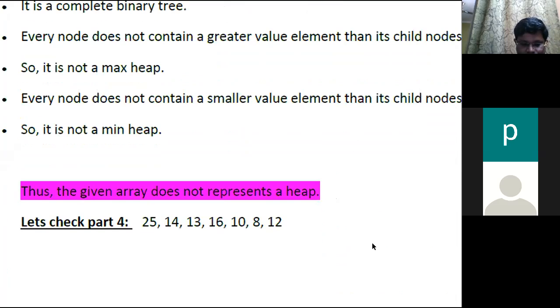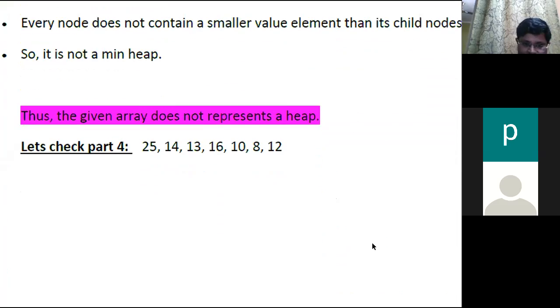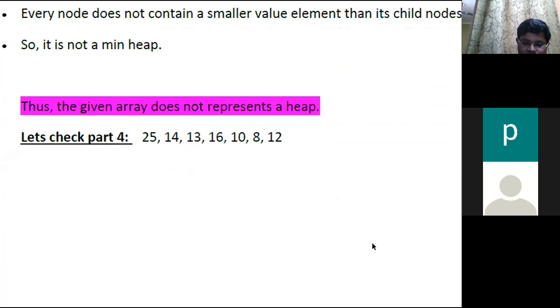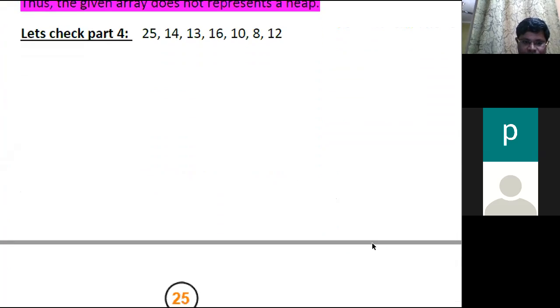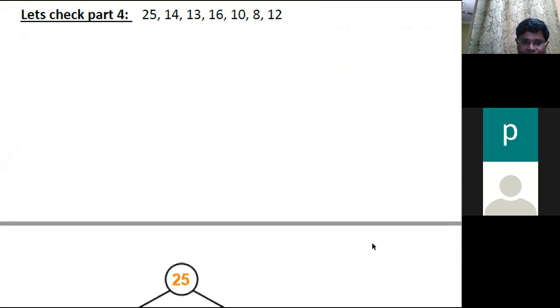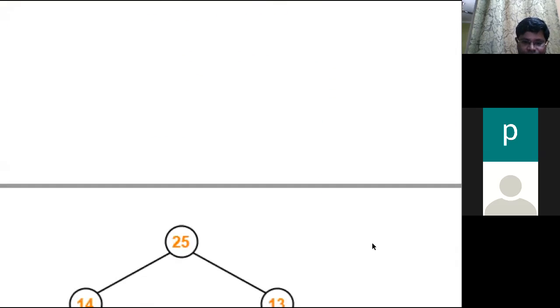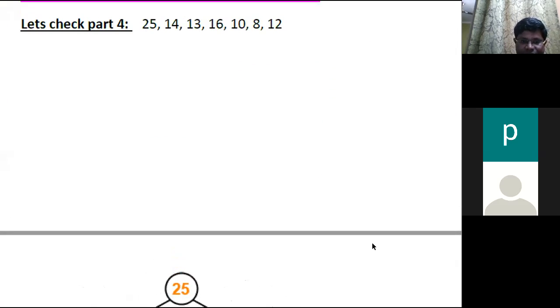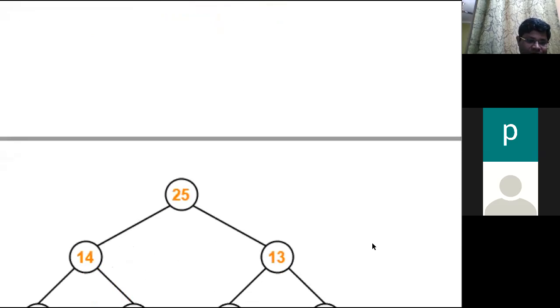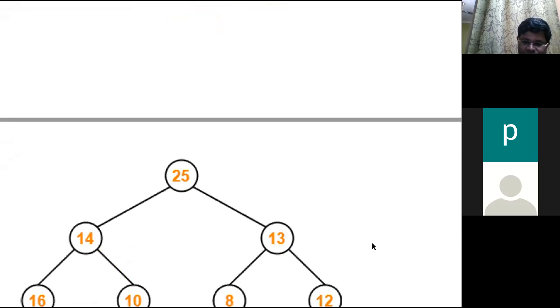Now next proceed to the last part, that is part number 4, and the elements are inserted in order 25, 14, 13, 16, 10, 8 and 12. So we keep on inserting elements. First insert 25, then 14 will go to the left of 25 and 13 will go to the right of 25. After that the elements are 16 and 10. 16 will go to the left of 14 and 10 will go to the right of 14.